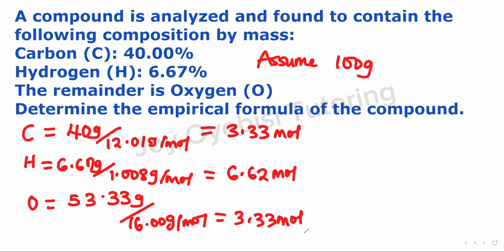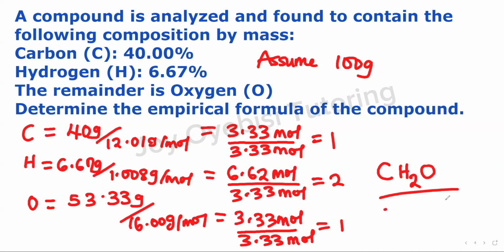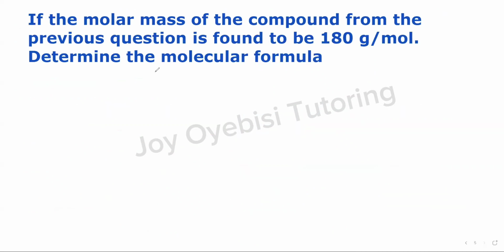The next step will be to divide by the smallest mole. This and this are the same, and they happen to be the smallest, so they divide themselves and also others. Now, that gives us the ratios. So the empirical formula of this compound would be C, you don't need to put the 1, then H2 and O, and that is it. That's your empirical formula.